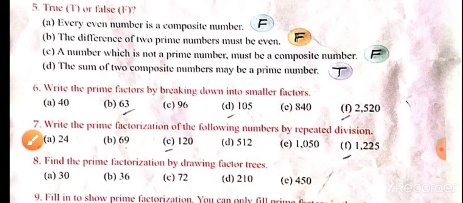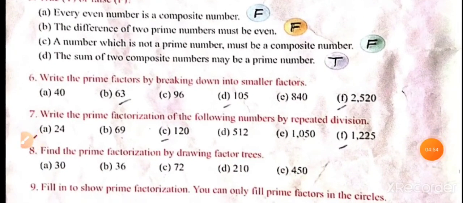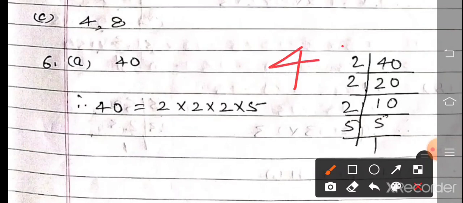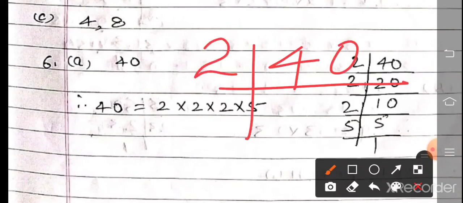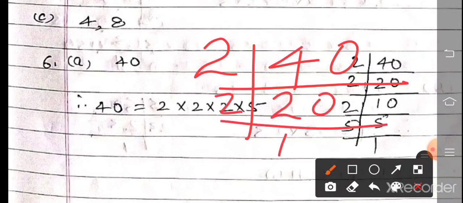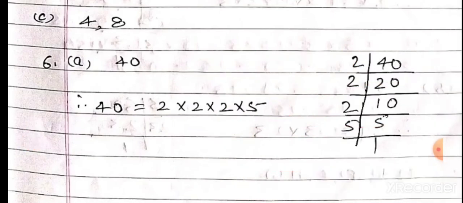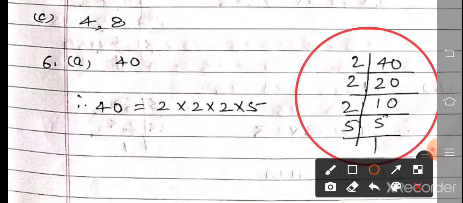Now, question number 6. Write the prime factors by breaking down into smaller factors. So you have to do like this. 40: the first prime number is 2, so divide it by 2. 2 twos are 4, 20, then 2 tens are 20, then 2 fives are 10, and last 5. 5 ones are 5. Now write in products: 40 equals 2 multiply 2 multiply 2 multiply 5.